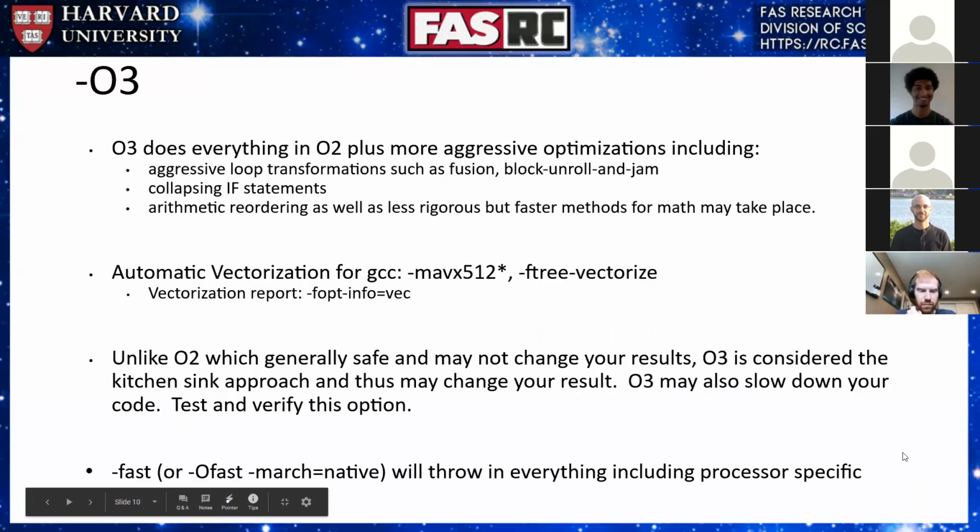The last level of optimization is the O3 level of optimization. O3 does everything O2 does, but includes more aggressive optimizations. These include aggressive loop transformations. They may in fact fuse loops together. So if you had two loops that are next to each other, iterating over an array, and they're actually separate loops, O3 may in fact decide to fuse them together rather than keep them apart.